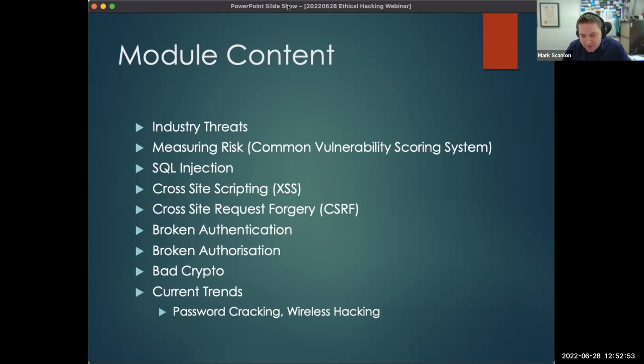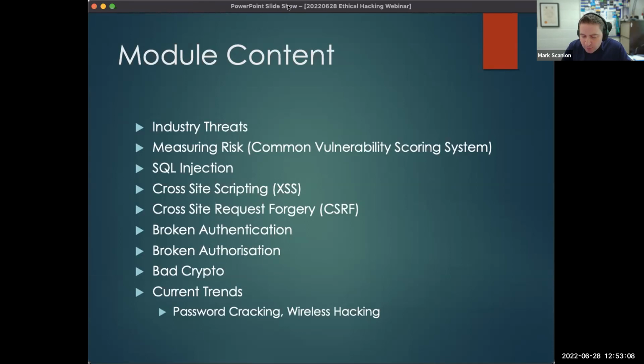And then we have an open week or two at the end of the module, whereby we'll be looking at current trends. It's a little bit open, as in it's whatever is important at the time that we come around to talk about it. But some things that we might be talking about are password cracking or wireless hacking, et cetera.